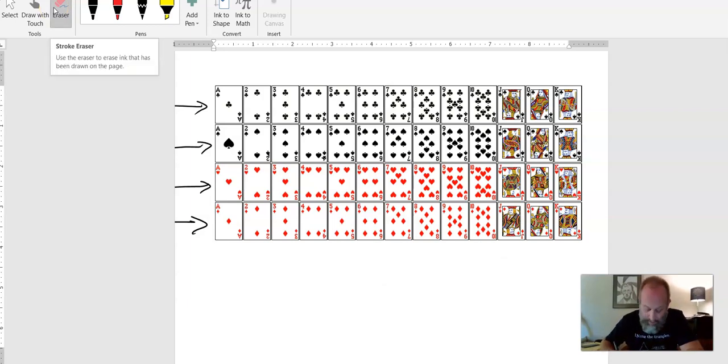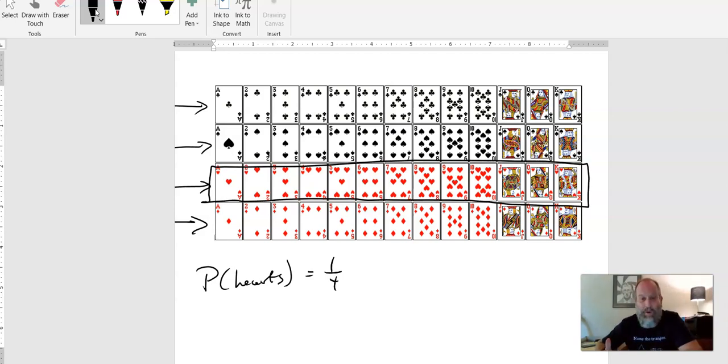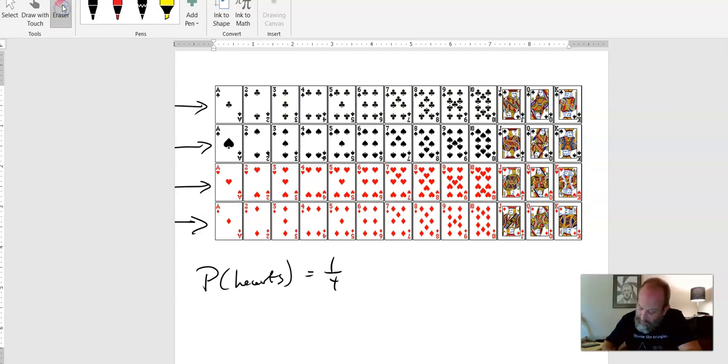Oh, and by the way, since we had just decided that the probability of getting hearts is equal to 1/4, you'll notice if I just look at this deck, I can see that 1/4 of the cards are hearts. It's clearly 1/4 of the whole deck. So I guess that's a little lesson in fraction reduction as well. Okay, so let me go ahead and get rid of this stuff.